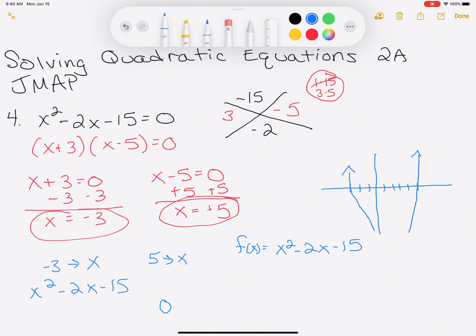You're not going to see the y-intercept because it's negative 15. That would be off your page, but you will see the two x-intercepts, one being negative 3, the other being 5. This is the point when x is negative 3, y is 0. This is the point when x is 5 and y is 0.